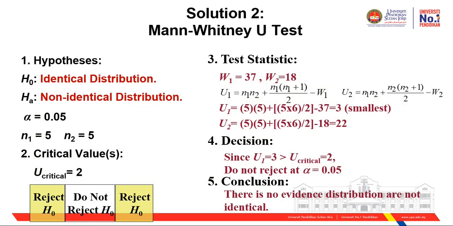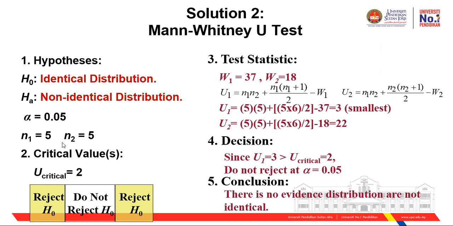So next, how to solve this? So this is the hypothesis. So similar. The null hypothesis is that you write the identical distribution, or the two populations are equal, and then versus the alternative hypothesis, not identical distribution, or the two populations are not equal, something like that. Okay, so from the question, we have information about alpha 0.05, n1 equal to 5, n2 equal to 5.